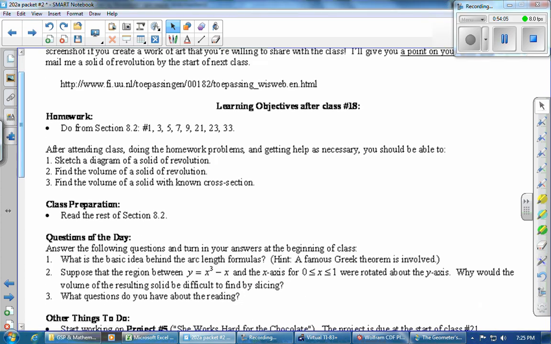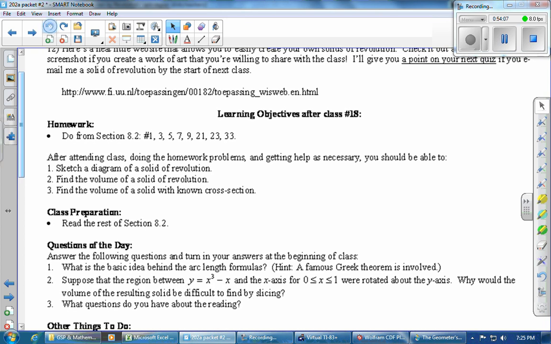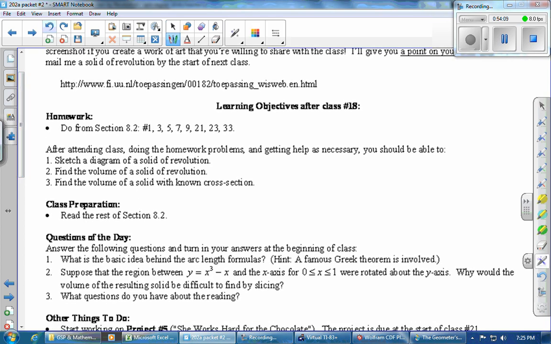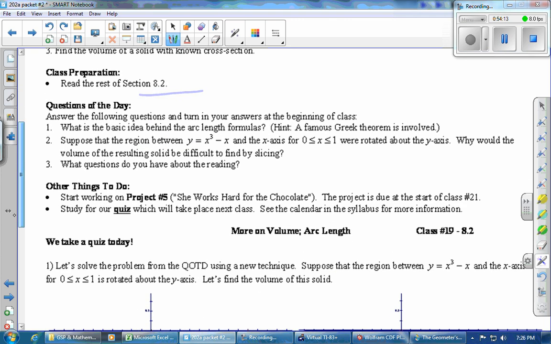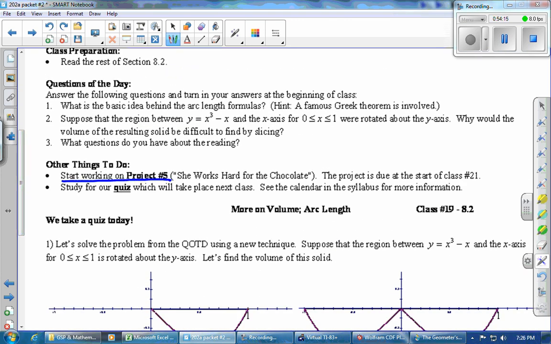So the homework is there. Questions of the day and reading for next Monday are in the usual place. Here's the reading for next time. Project 5 you are starting to work on, that's the one with the chocolates. It's going to be due the week after spring break. Our quiz is the very first thing that's happening next class. And again, the calendar in the syllabus tells you exactly what sections the quiz is on.